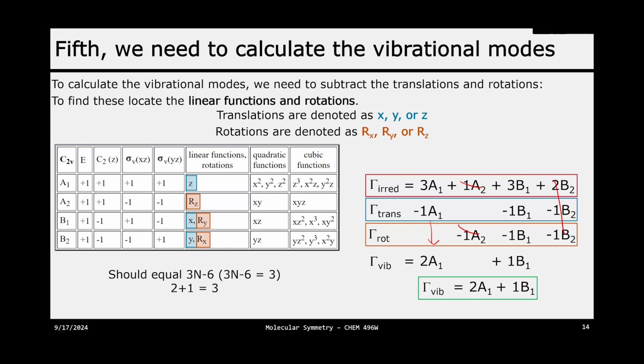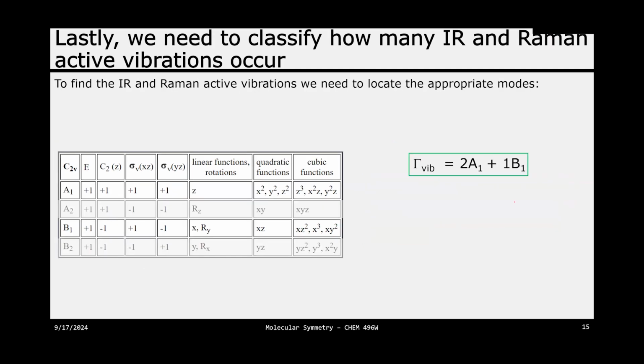Now we've gotten to the same point that that really easy equation on the first slide gave us. But again, we still don't know how many IR or Raman active modes there are. So we did all this work just to tell us the same thing that that handy little equation could tell us. We want to be more specific about things. We're going to figure out our IR and Raman active modes now.